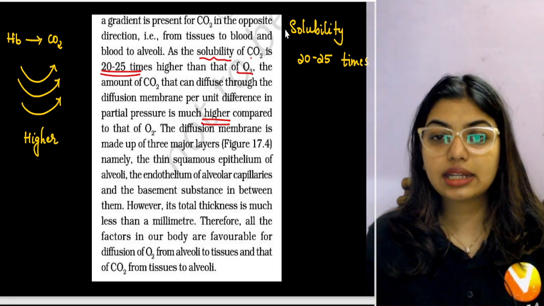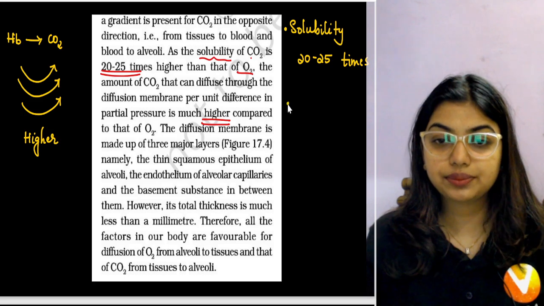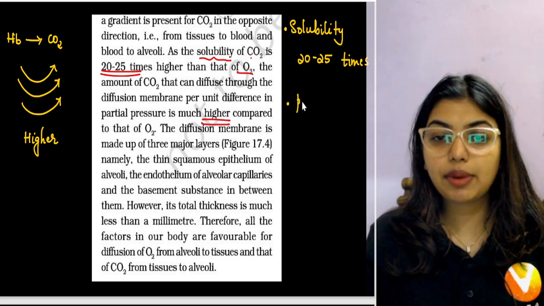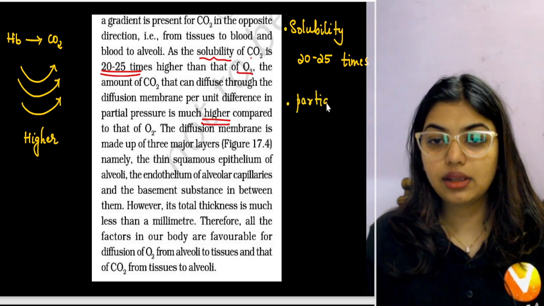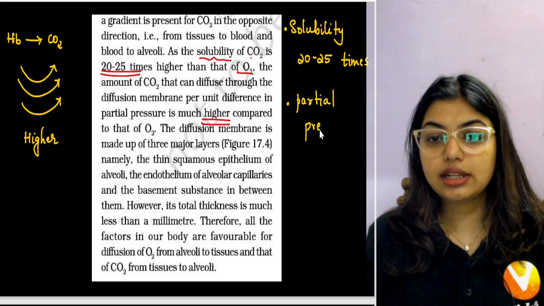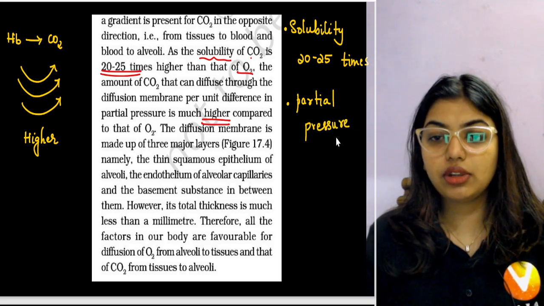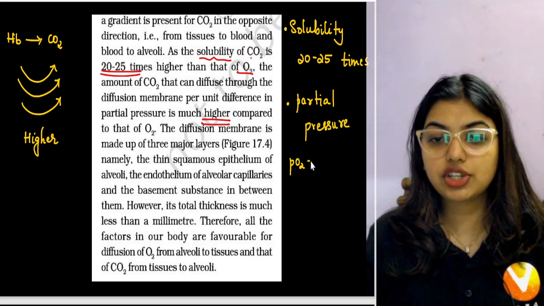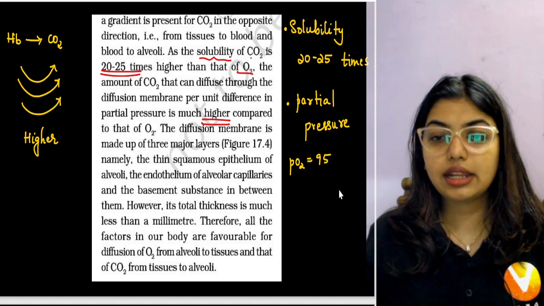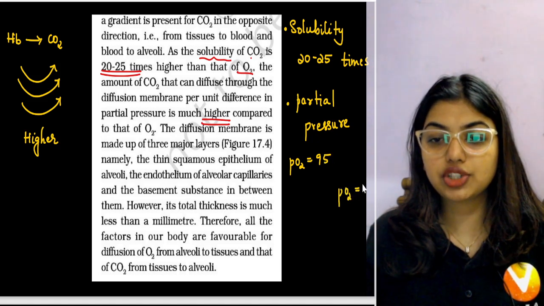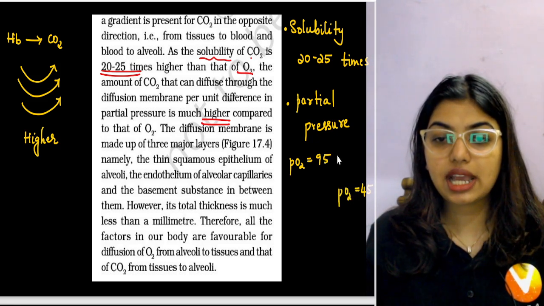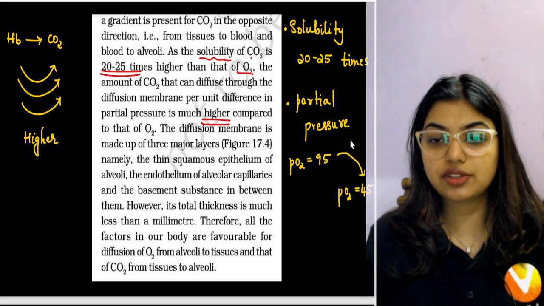The second characteristic is what, students? The second thing is the partial pressure of the gas. Like yesterday we saw, if the partial pressure of oxygen is 95 and in another place the partial pressure of oxygen is 45, obviously the gas will move from this region to this region, that is from higher concentration to lower concentration.